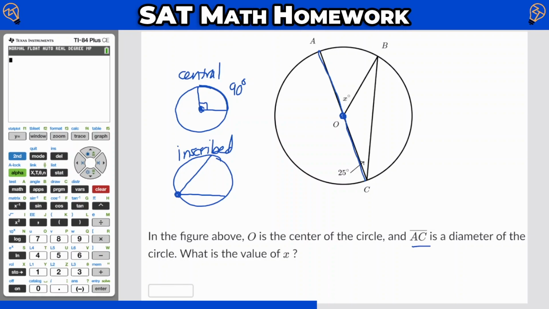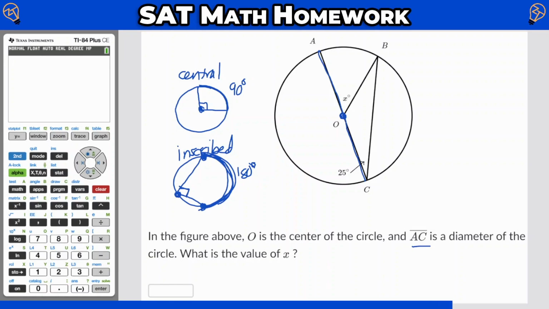Now, an inscribed angle, let me actually draw that a little bit differently here. So let's say instead, if I had right here and here as being the endpoints, let's say this is 180. Well, you can kind of see this angle looks like 90. So the relationship between an inscribed angle and what we call its intercepted arc is the inscribed angle is half the intercepted arc, or the arc is double the inscribed angle, depending on where you're looking at it from.